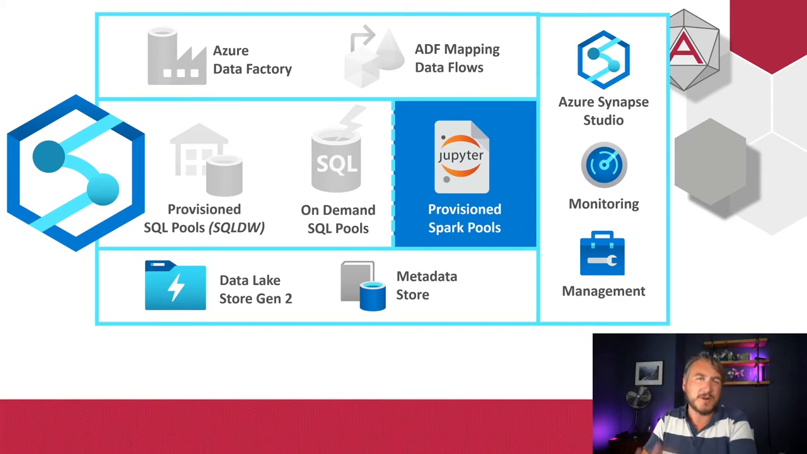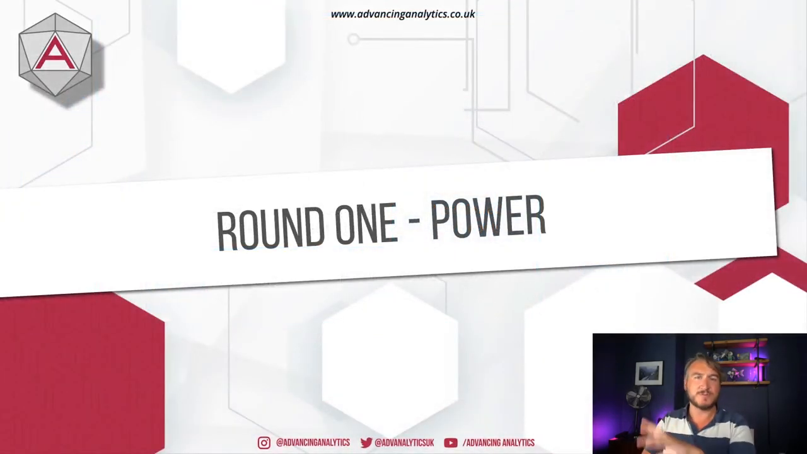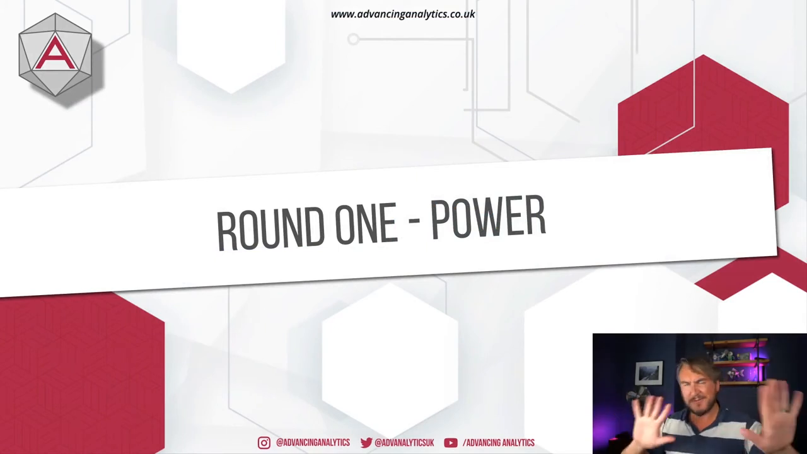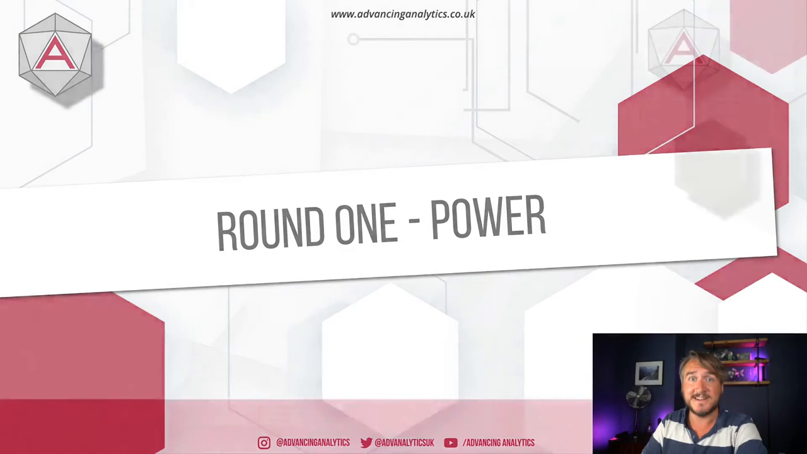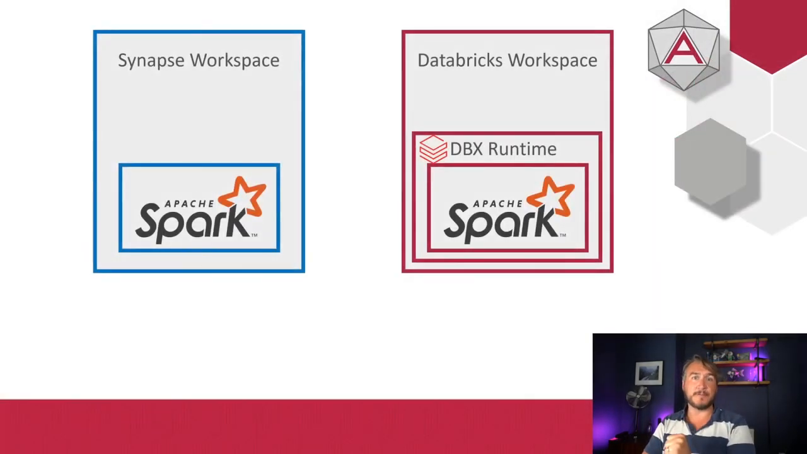And the main thing I want to do, we're talking about Spark pools, not going to worry too much about the other stuff. But yeah, it's interesting. There's two different options which have different pros and cons. So how do we actually decide? We look at three different sections. Number one is power. So we're talking about that cluster. What's actually going to happen?